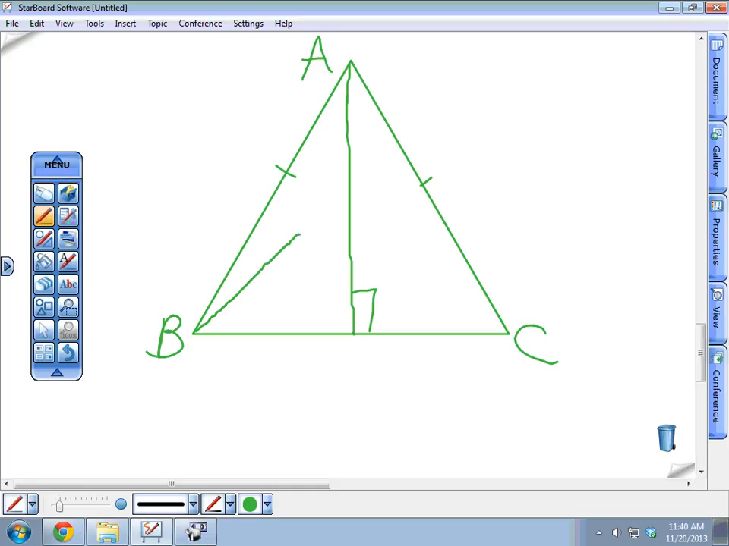Well, be careful. Hang on. Let go of that. What's an altitude? You want to create a right angle. So how are you going to do that? You're not going to the midpoint. You want to go over to that opposite side so you make a right angle.